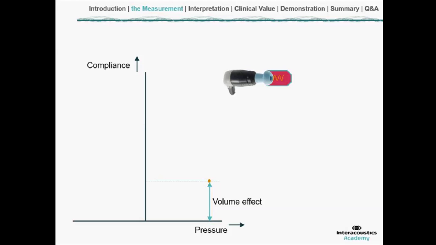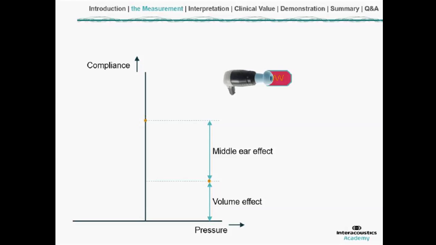Now, consequently, it also means that the difference between what we measured before and the dot at the positive pressure is the middle ear effect. So now we have a method of separating the volume effect and the middle ear effect.